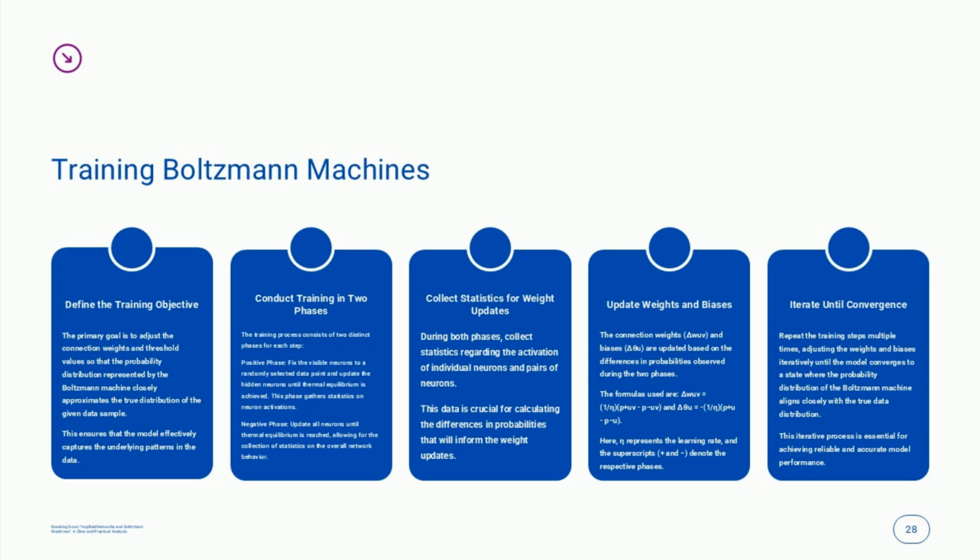This training process is robust but requires careful tuning of parameters like the learning rate, how big the adjustments are, and stopping criteria, when to end the iterations. With this, the Boltzmann machine becomes a powerful tool for uncovering complex patterns and relationships in data.